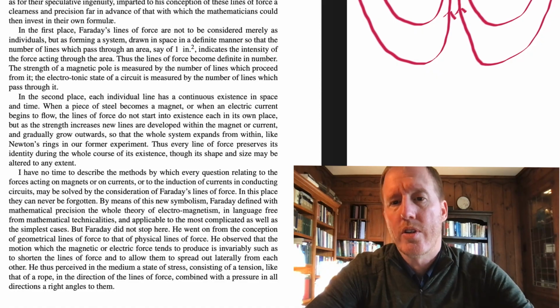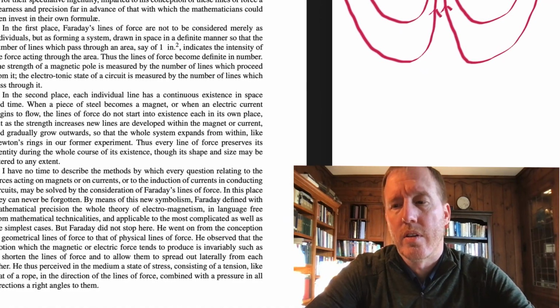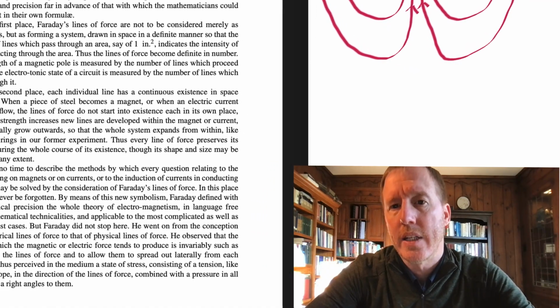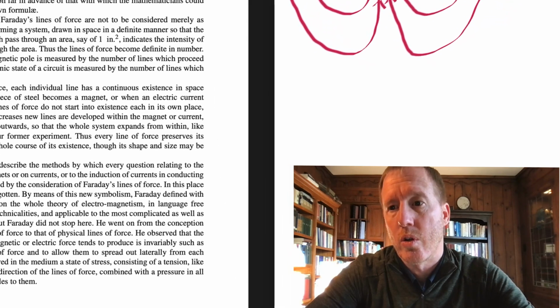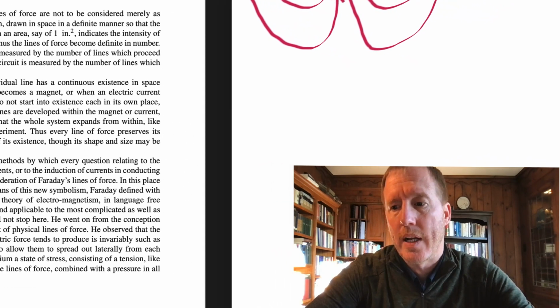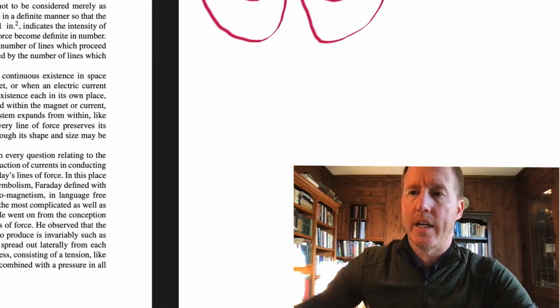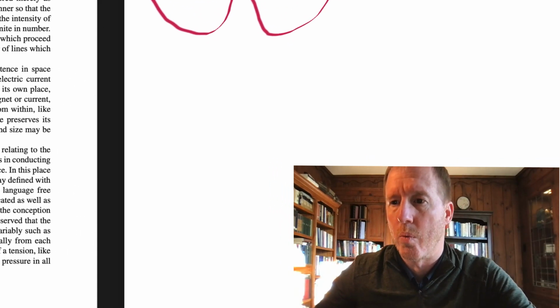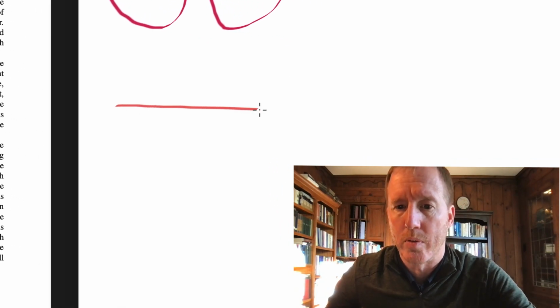So what he's referring to here is that these lines don't have a beginning in space and an end in space. They're all closed lines of force. But let's suppose you were to take an electrical current and pass it through a wire. So let's suppose we have a loop of wire like this.